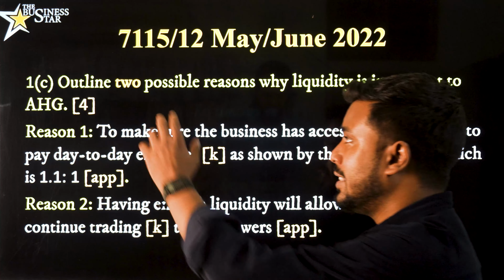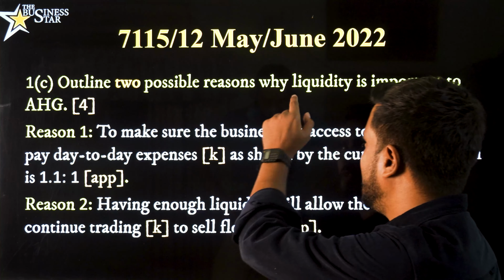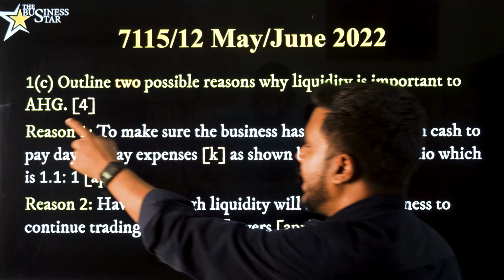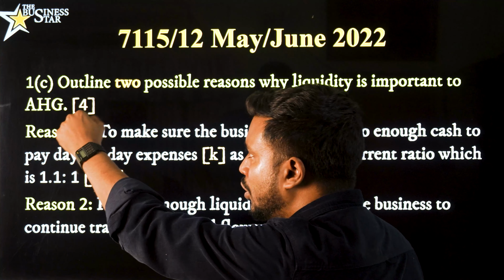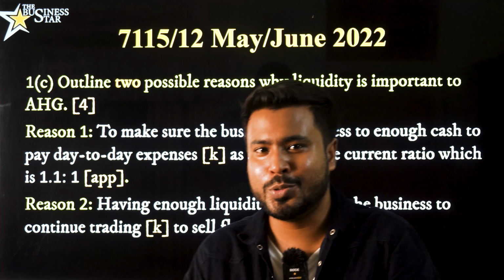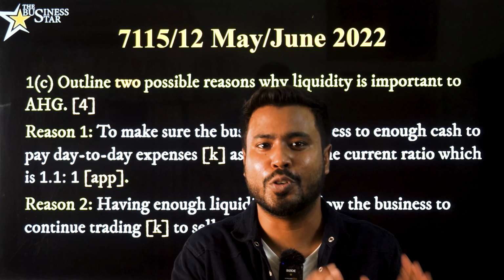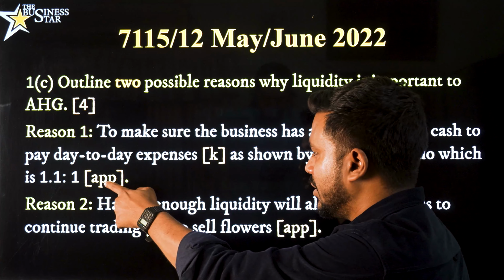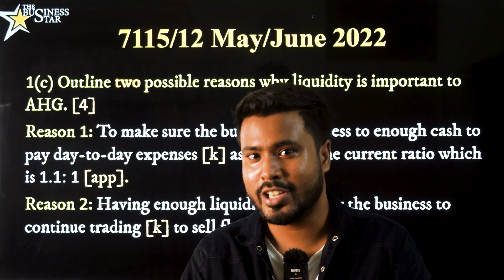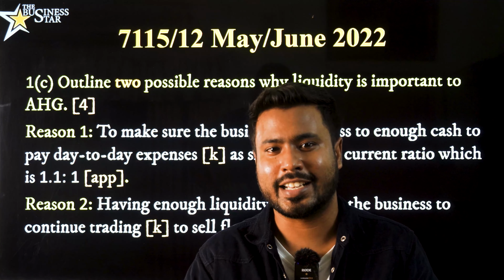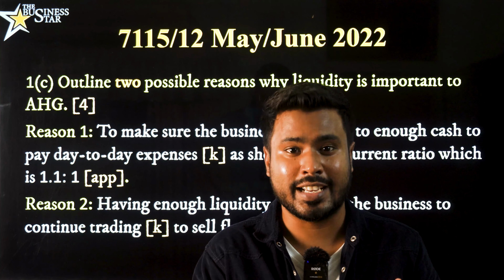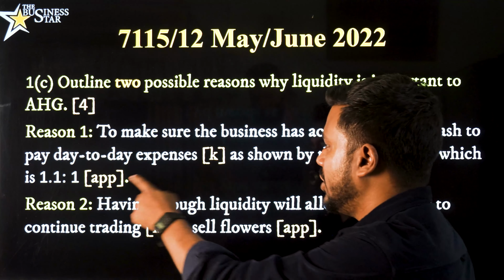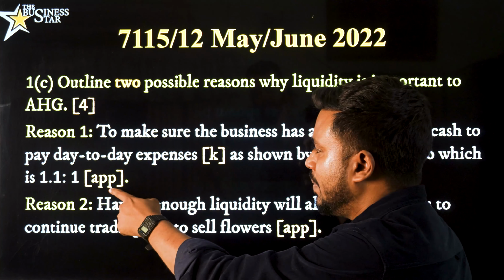Moving on to question number 1C: outline 2 possible reasons why liquidity is important to AHG. See, 4 marks are given. 1C, 2C, 3C, and 4C consist of 4 marks. Here we need to use an interesting combination of knowledge and application. Repeat with me: knowledge and application, not knowledge and analysis. We should not write knowledge and analysis, rather we should be using knowledge and application. So K means knowledge, APP means application.